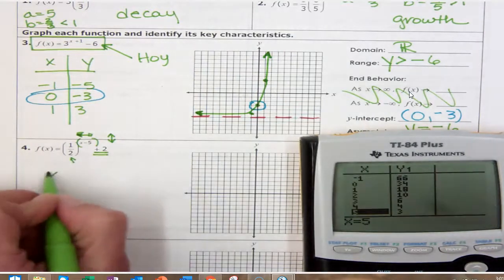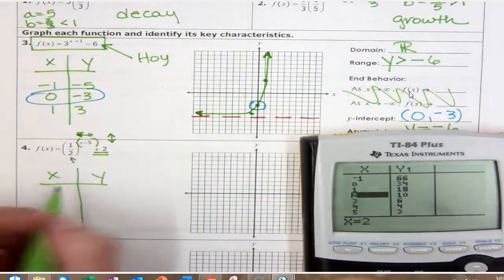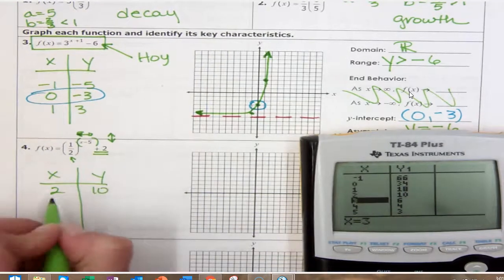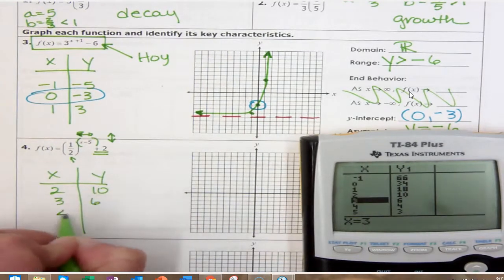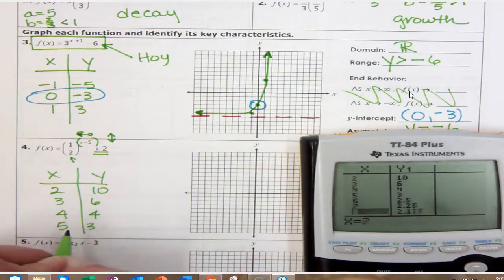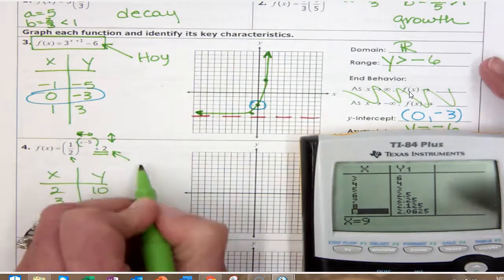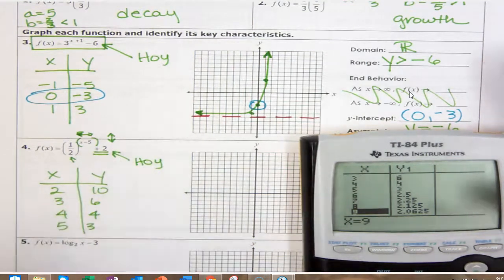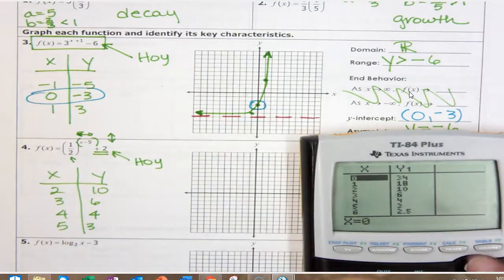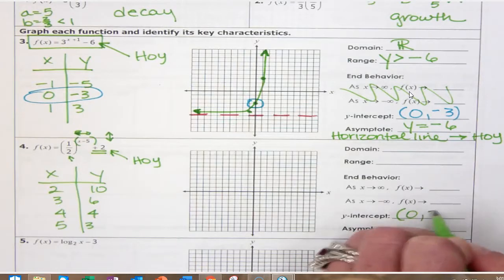So, x, y. What are some graphable points? 2, 10, 3, 6, 4, 4, 5, 3. And then it's going to start approaching the asymptote here, my horizontal asymptote. I'm going to just pop up here real quick and see when x is 0, y is 34. That's important for my y-intercept.